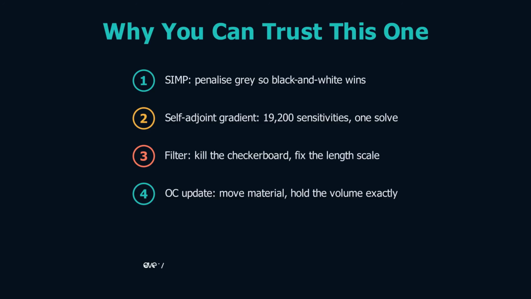And the reason to trust this particular build, every physics claim has a test, and every test prints the number it measured. The element matrix, the gradient, the filter, the whole optimizer each gated before the next was written. That is what no black box actually means.